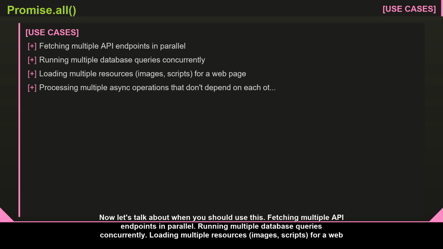Now let's talk about when you should use this. Fetching multiple API endpoints in parallel. Running multiple database queries concurrently. Loading multiple resources, images, scripts, for a web page. Processing multiple async operations that don't depend on each other.